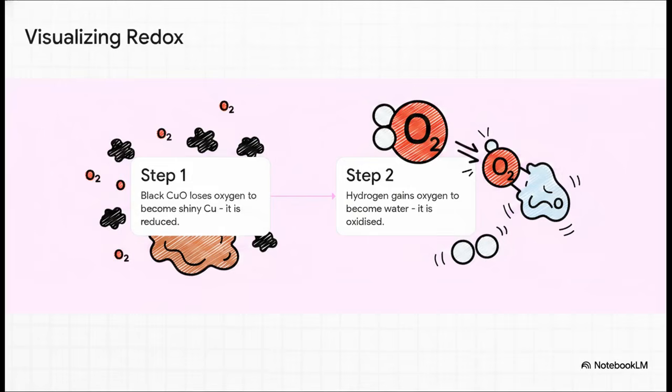I like to break this down like a microscopic heist. Just picture that oxygen atom physically moving. Step 1. The black copper oxide loses its oxygen. Because it experienced a loss of oxygen based on our baseline rules, it is reduced, leaving behind that shiny copper. Step 2. That oxygen doesn't just disappear into thin air. The hydrogen gas snatches it up. Because the hydrogen gains oxygen, it is oxidized, transforming into water. The copper oxide lost, the hydrogen gained. That's your redox package deal in action.